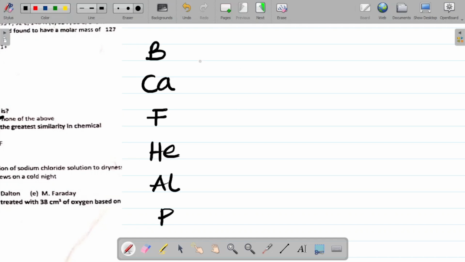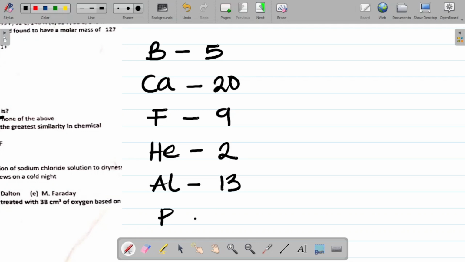Alright, let's start with boron. Boron is atomic number 5. Calcium is atomic number 20. Fluorine is atomic number 9. Helium is atomic number 2. Aluminium is atomic number 13. And then, of course, phosphorus is atomic number 15.